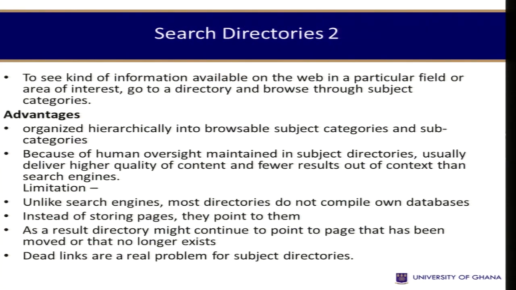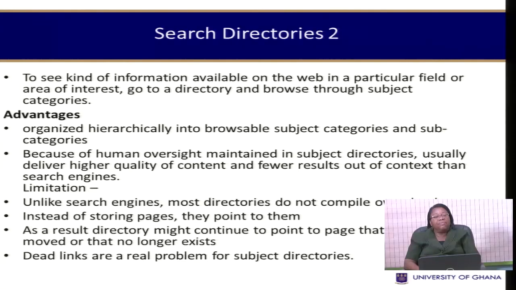So a few advantages of subject directories: they are organized hierarchically into browsable subject categories. So even if you are searching on computer science, they will have different branches of computer science, maybe a branch on hardware. Then you would have all the information on hardware together, a branch on software, a branch on programs. And so they break everything into browsable subject categories for you to be able to search for information.